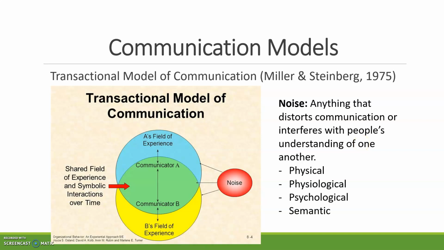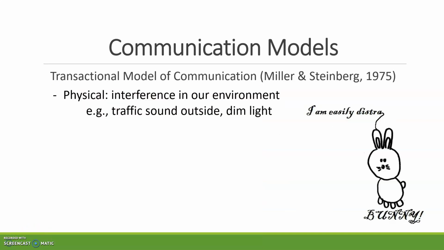So in other words, anything distracting our attention or distorting the transmission of our message, we would call it noise. And there are four types of noise here. They are physical, physiological, psychological, and semantic. Let's take a look at each type of noise, and I'll give you guys definitions and some media examples.